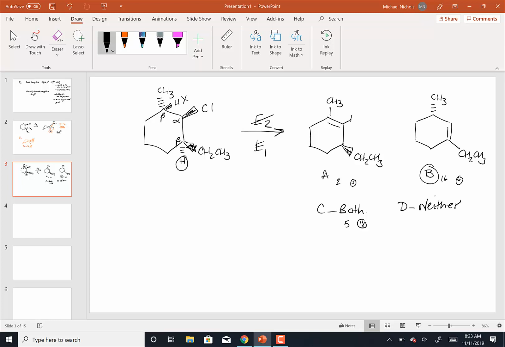So again, if you're unsure about that, just put in the hydrogen. There are 3 alkyl groups attached to each double bond, therefore it is tied. Therefore, they are both more substituted. Okay.